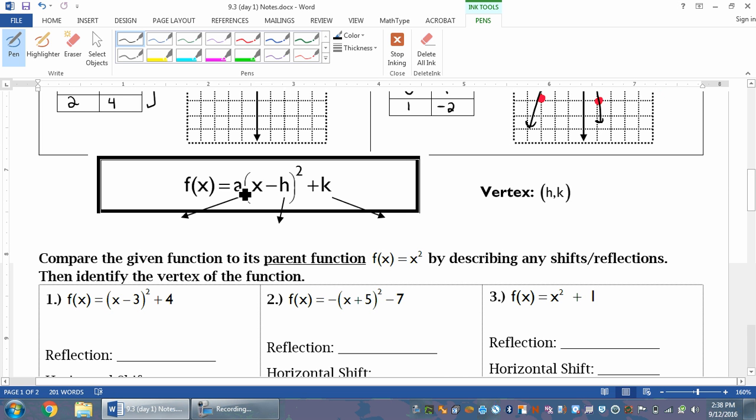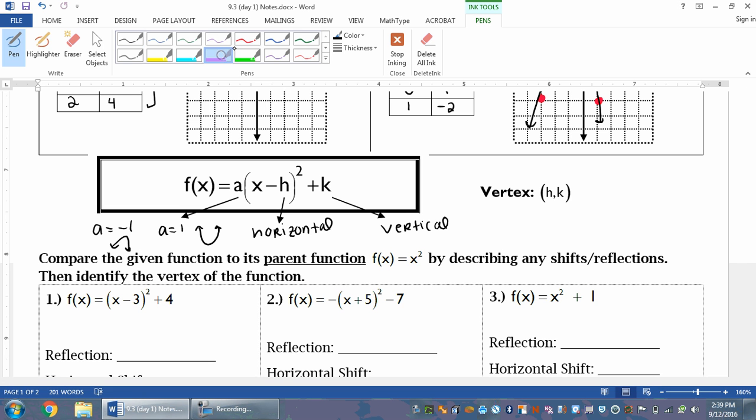Well, this A right here, if that's a negative 1, it's going to be an upside down parabola. If there's a positive 1, it's going to be a regular A-facing parabola, and it's going to be facing up. This H represents the horizontal shift to the left or the right. And this K represents the vertical shift. And again, don't forget the vertex is H, K.